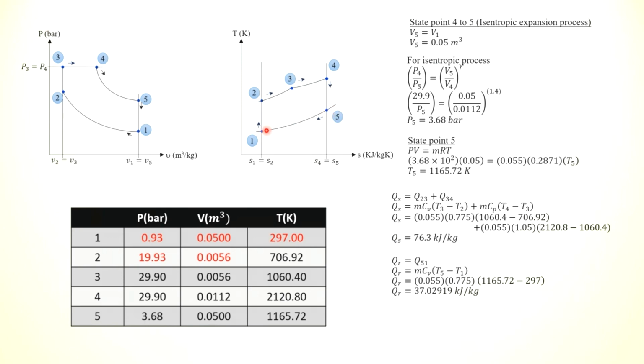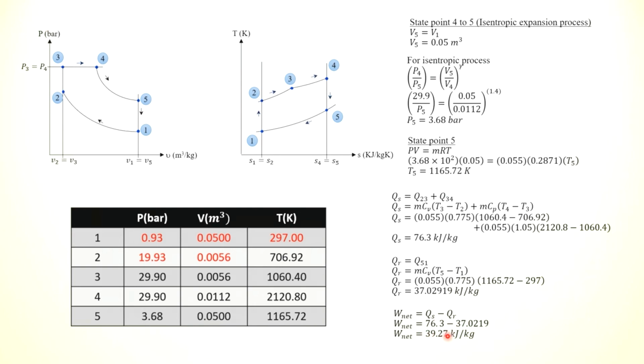Then the heat rejected is based on 5 to 1, decreased entropy, yeah? So Cv T, because 5 to 1 is constant volume, decreased entropy means heat rejected. So you have this multiplied by mass because mass is given. So heat rejected, 37.03 kilojoules also, not kilojoules per kg, yeah? It's a bit confusing, sorry.